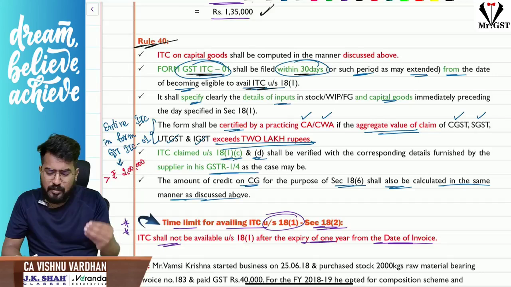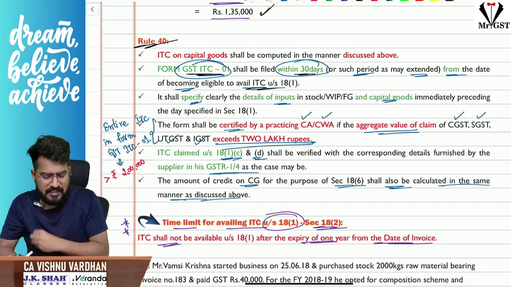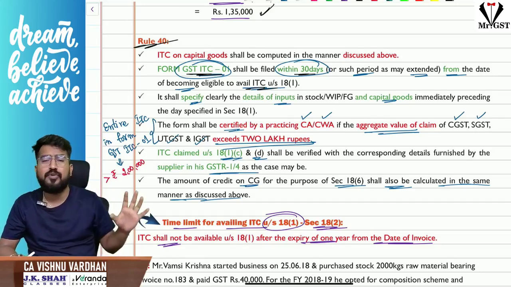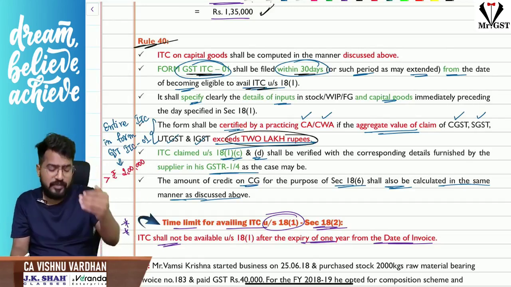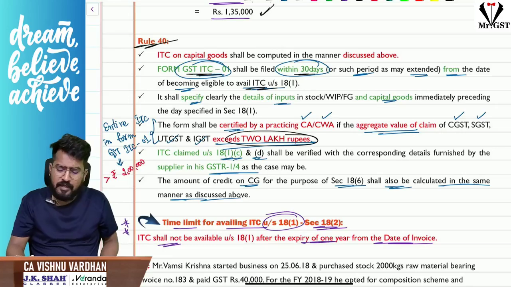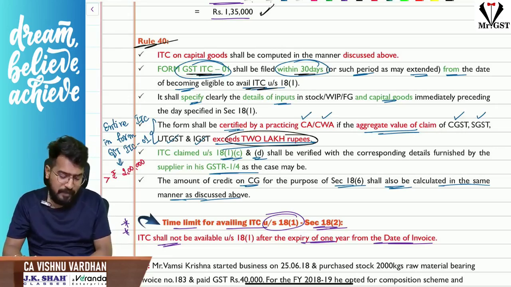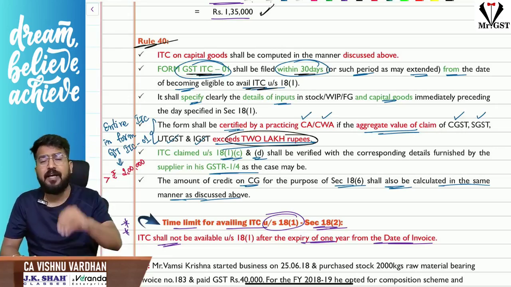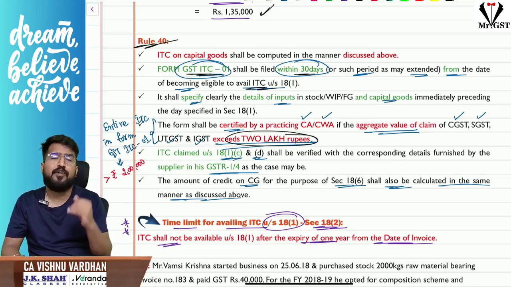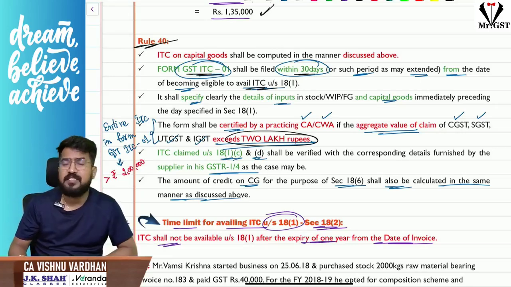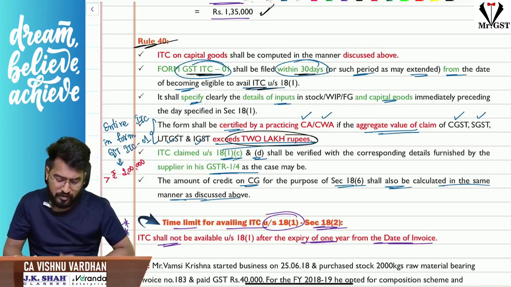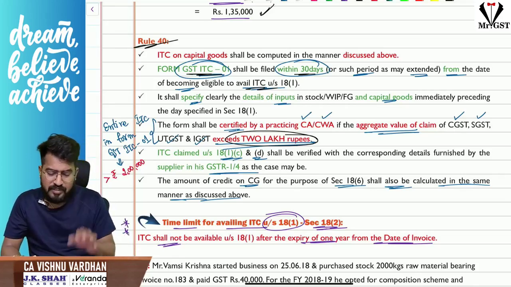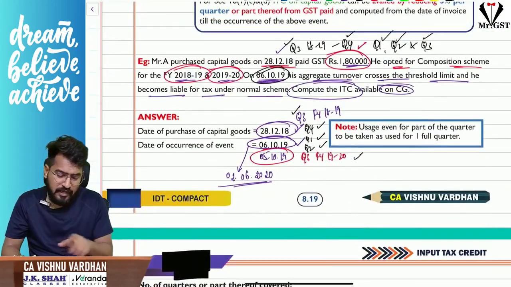And suppose the amount, CGST, SGST, UTGST, IGST all put together, whatever ITC you are claiming, if it is exceeding 2 lakh rupees, then you should get it certified by a chartered accountant or cost accountant who is in practice. Okay, I repeat, the entire eligible ITC, if it is exceeding 2 lakhs in GST ITC-01, then you should go for certification from a practicing chartered accountant or cost accountant. That is the concept. So that is what Rule 40 says. Rule 40 is the procedure for calculating all that.